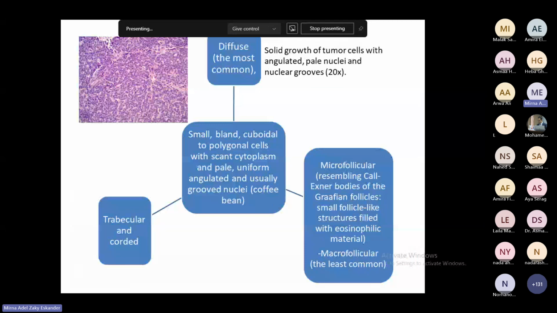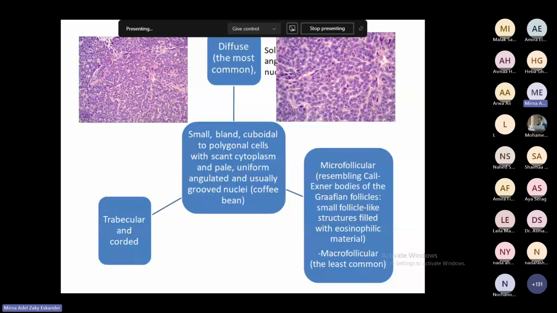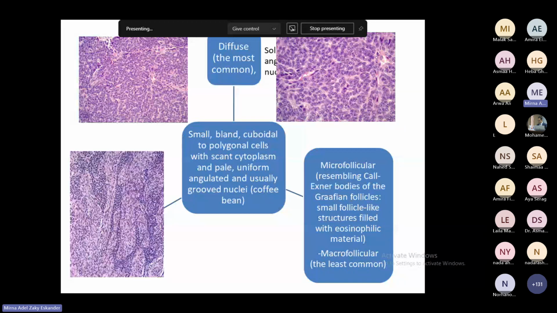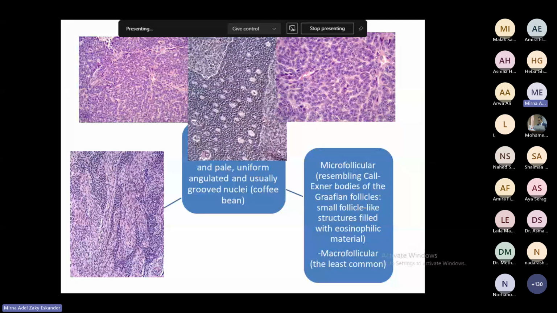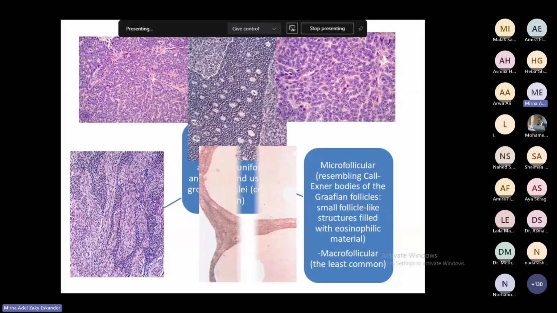So how does it present on H&E slides? We have patterns such as the diffuse pattern, as we can see here, with solid growth of tumor cells with angulated or pale nuclei and nuclear grooves. Or a trabecular pattern. And also we have microfollicular patterns resembling Call-Exner bodies of the Graafian follicle. We can see here small follicle-like structures filled with eosinophilic material. And also we can see the macrofollicular pattern, which is the least common.